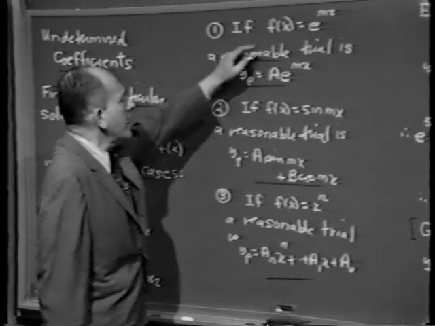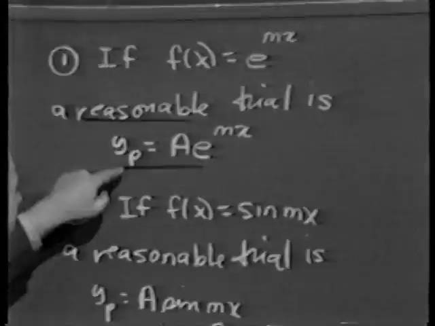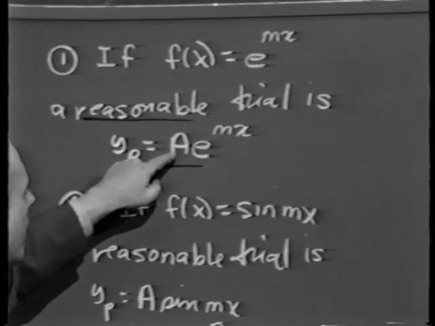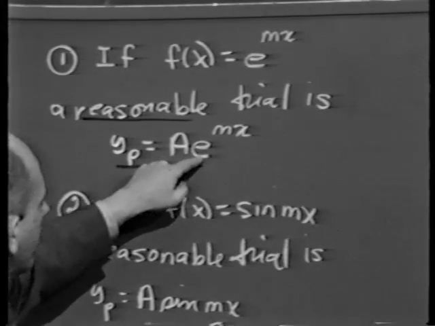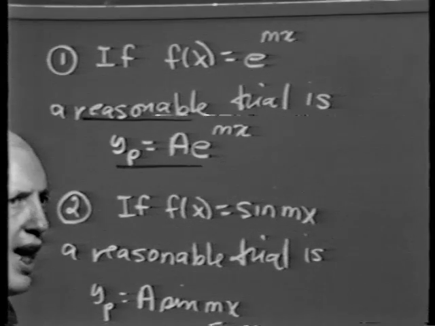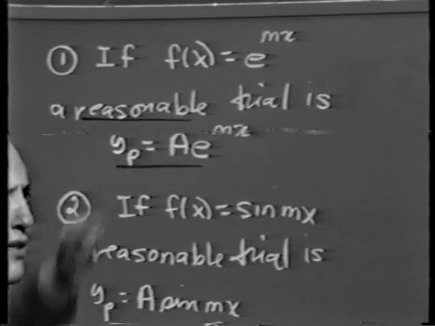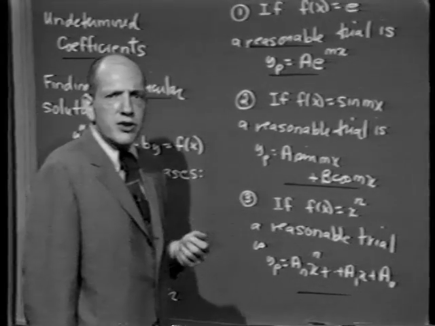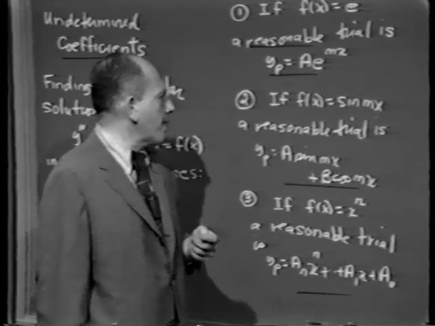In case 1, if f of x is e to the mx, a reasonable trial is y sub p, the particular solution, equals a e to the mx. And we then try to find what a is by plugging this expression into the equation and seeing what value of a balances the equation. The reason I underline reasonable here is, as we shall see later in the lecture, there are some peculiarities which may exist, but we're not going to worry about those just yet.